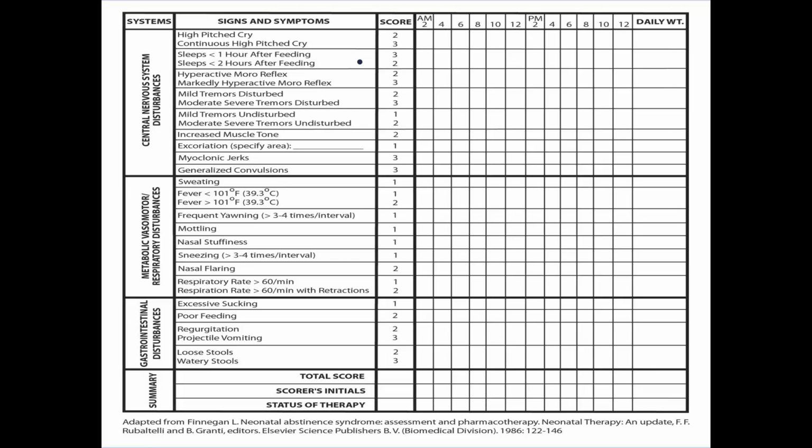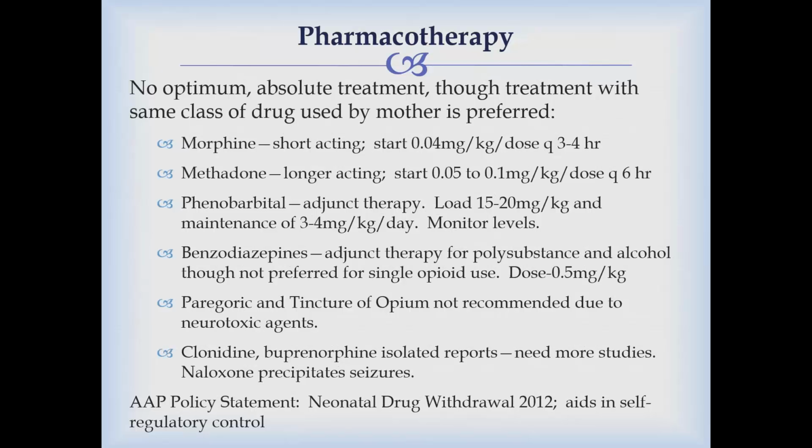In terms of pharmacotherapy, according to the American Academy policy statement, there is no optimum absolute treatment, although treatment with the same class of drug used by the mother is preferred. Recommendations would be one could use morphine, a short-acting medication, starting at 0.04 milligram per kg per dose every 3 to 4 hours.